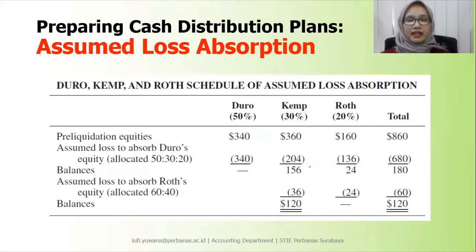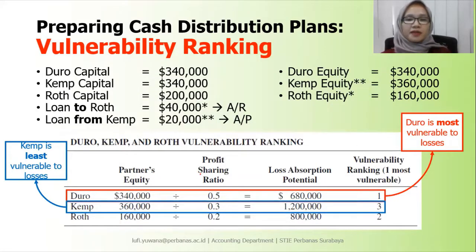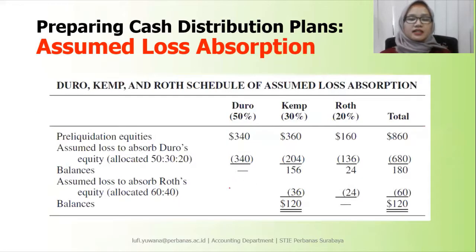After that, the next step is the assumed loss to absorb Roth's equity. Why is this Roth's equity? Because based on the vulnerability ranking, the second place for the vulnerability ranking is Roth itself. Roth has the second position for the vulnerability. That's why the second step for the assumed loss to be absorbed is Roth's equity.